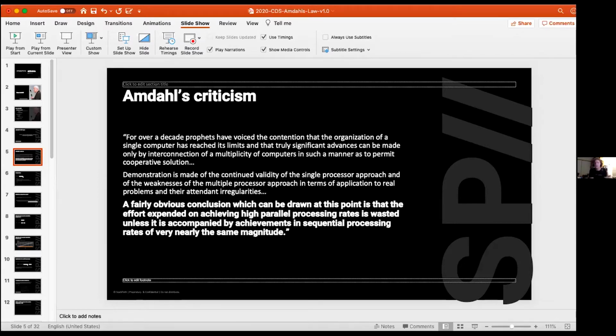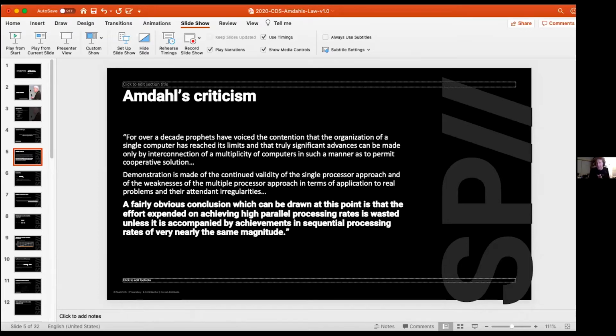"Demonstration is made of the continued validity of the single processor approach and of the weaknesses of the multiple processor approach in terms of application to real problems and their attendant irregularities." So when we have these big multi-processor solutions, there's a lot of weaknesses and issues associated with this that we have chosen to do regardless. So we built the modern world regardless of the problems that Gene Amdahl identified.